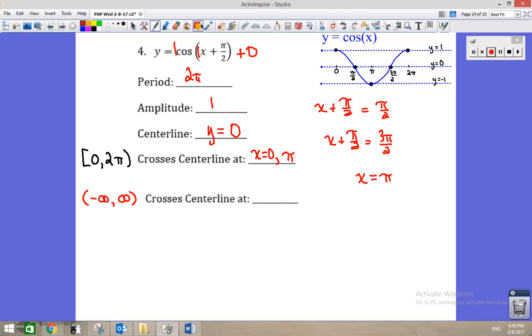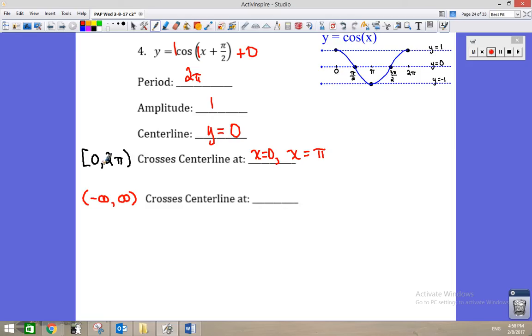If we want to stop before 2 pi, so if we add another pi, it's too much. We're at 2 pi, and we wanted to stop before we get to 2 pi, because that's not a bracket.